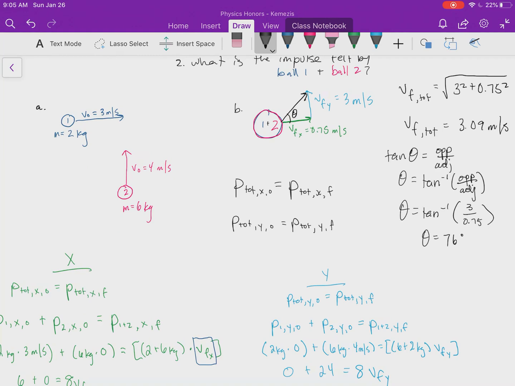So our final answer for this first question is: our final velocity is 3.09 meters per second at 76 degrees, and I don't have to give a directionality to it because we know that by convention in geometry, 76 degrees is going north from the east axis. So you don't have to give a northeast or anything like that. So that's our answer for the final velocity. I'll have a second video that shows how we get the impulse.